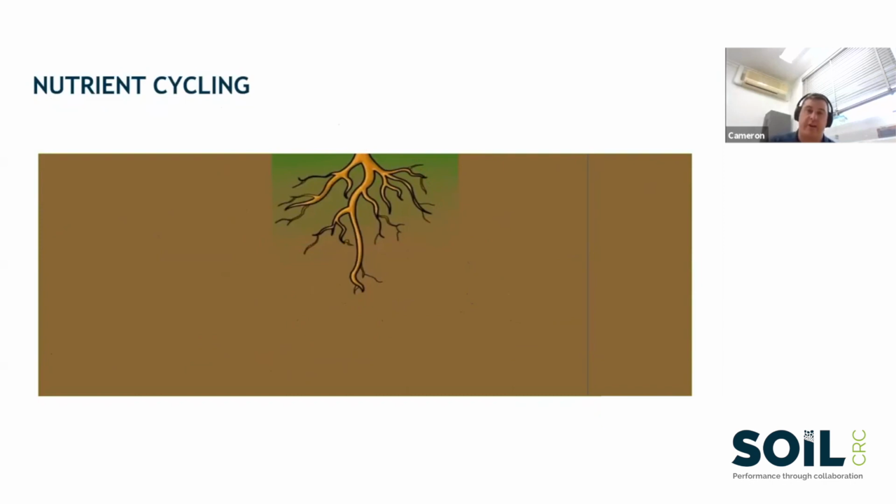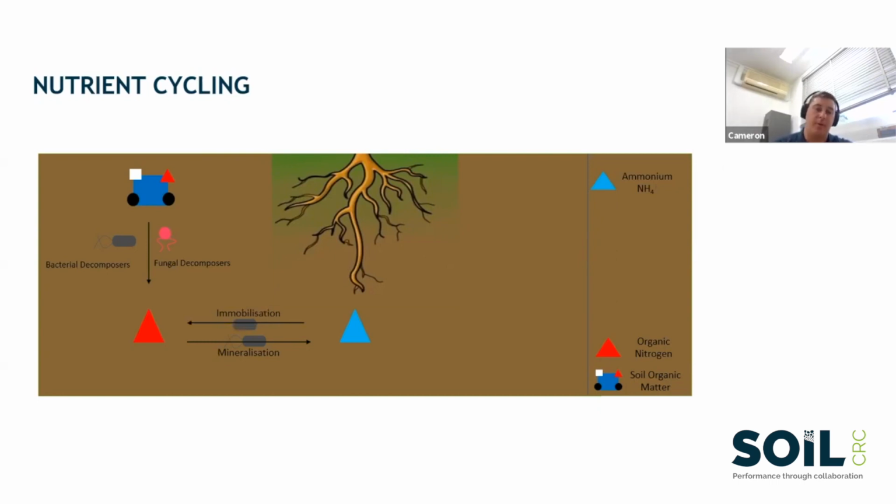So in terms of nutrient cycling, carbon is obviously one of them, but another big player is nitrogen. In your soil organic matter, after it's been decomposed by bacteria and fungi, you end up with organic nitrogen. This is generally in the form of genetic materials, nucleic acids. This is then mineralized by bacteria into ammonium. However, other microbes utilize ammonium for their processes, and therefore it's then immobilized back to organic nitrogen.